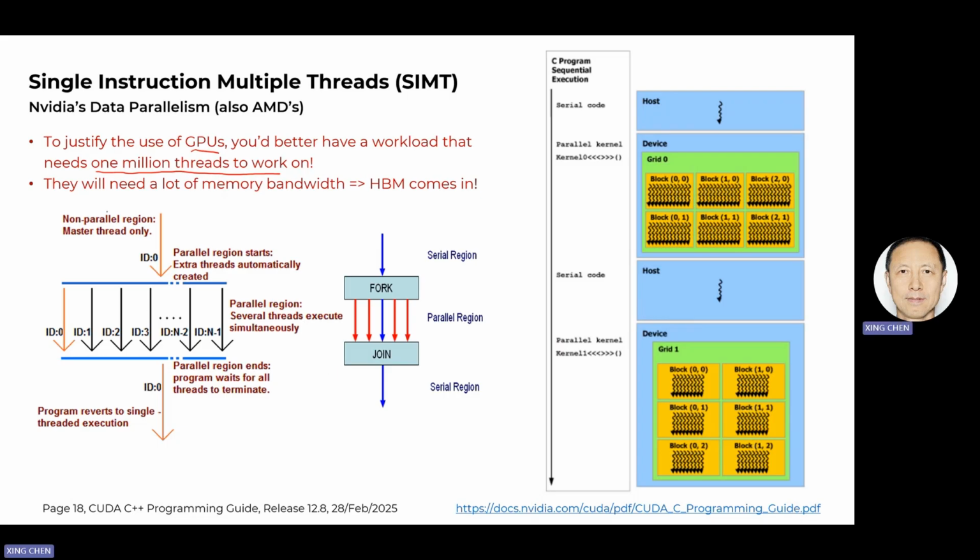Because if you offload a lot of workload, you are going to need a lot of memory bandwidth, because you have 1 million threads to work on the workload. Usually the workload means data. If you have 1 million threads to work on some workload, they are going to attack the memory system, and the memory system has to have quite high bandwidth to withstand this kind of attack. And here is the reason HBM comes in. Anyway, this is the fact.